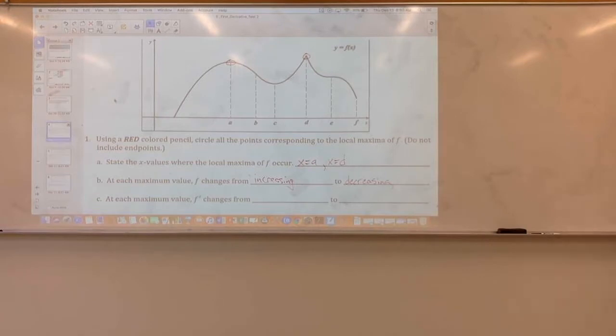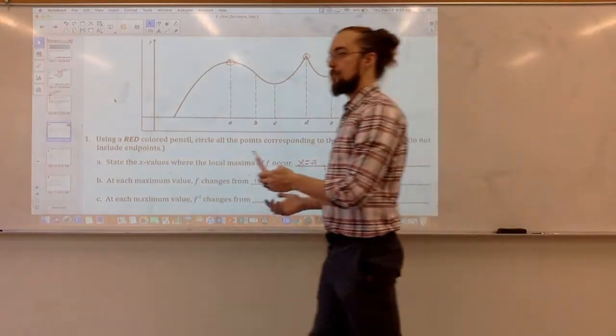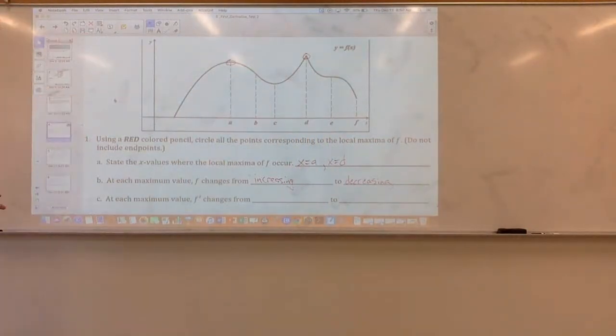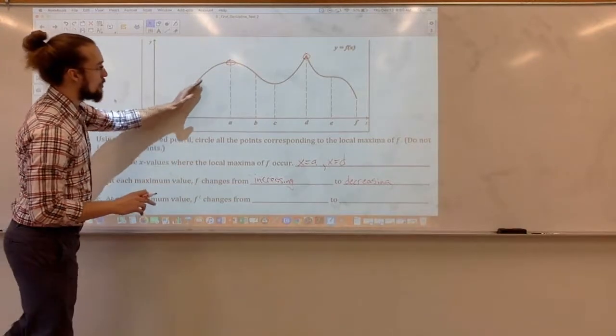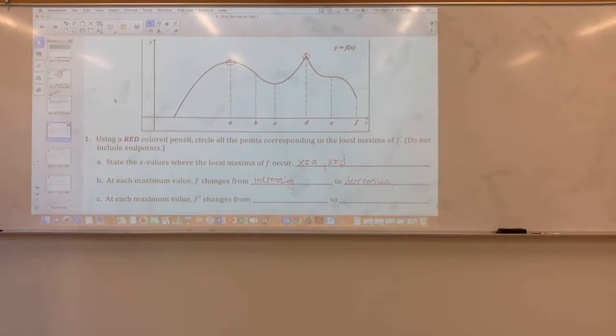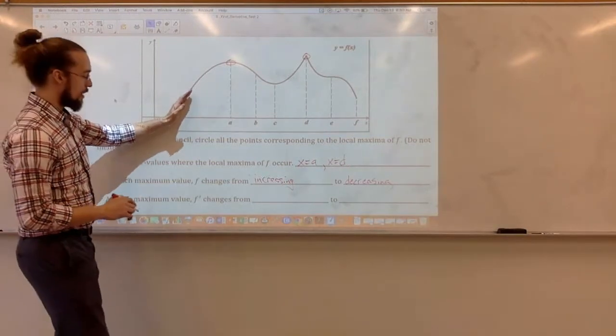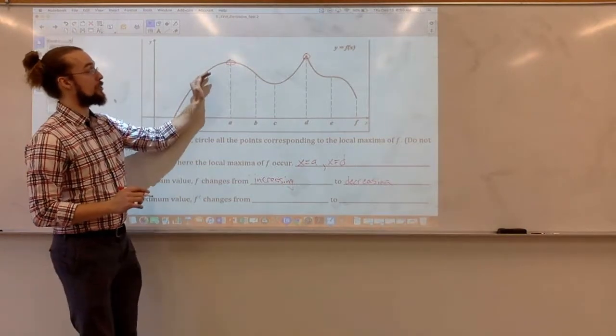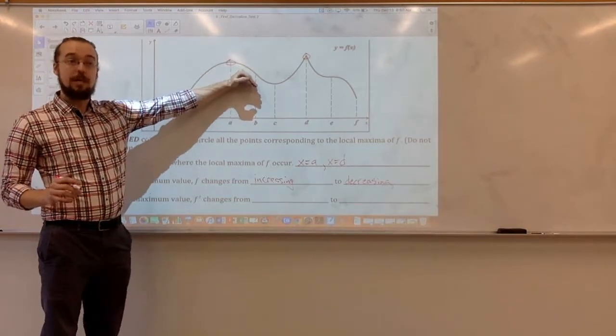What can I say about the derivative then? If we know the derivative is the slope of this function. Right? So if I'm saying that my function is increasing, what's true about the slope? It's positive. Yeah, so I can say then that f prime, or the slope, changes from positive to negative.